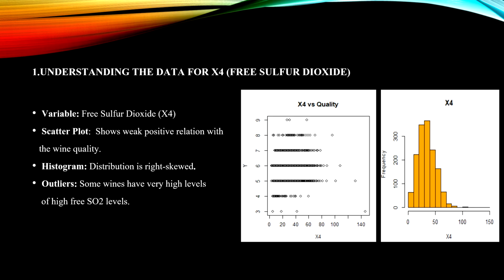Understanding the data for X4, that is the free sulfur dioxide. Here, the scatter plot shows a weak positive relationship with the wine quality. The outliers are some wines that have very large levels of SO2, whereas the histogram shows us a distribution which is right skewed.